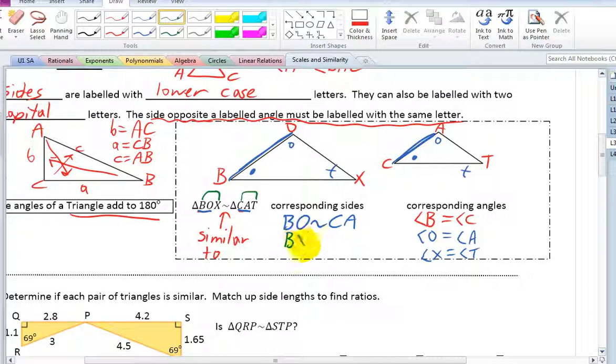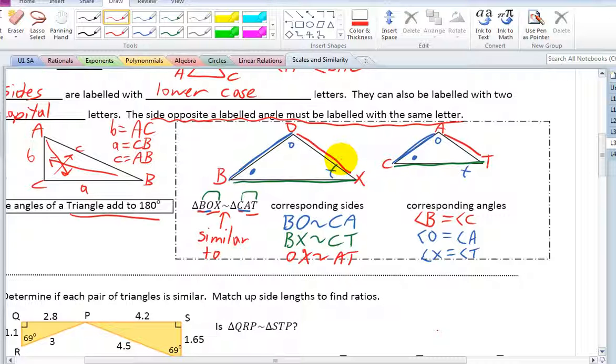So we can say BX, write this down, don't just stare at the screen, folks, is similar to CT. Those are corresponding. That means they've been enlarged or reduced at the same ratio. So BX is being reduced to CT. And the last ones that correspond will be in similar spots in the name as well, OX and AT. So OX is similar to AT. Those are corresponding sides, the sides that have shrunk or been enlarged.